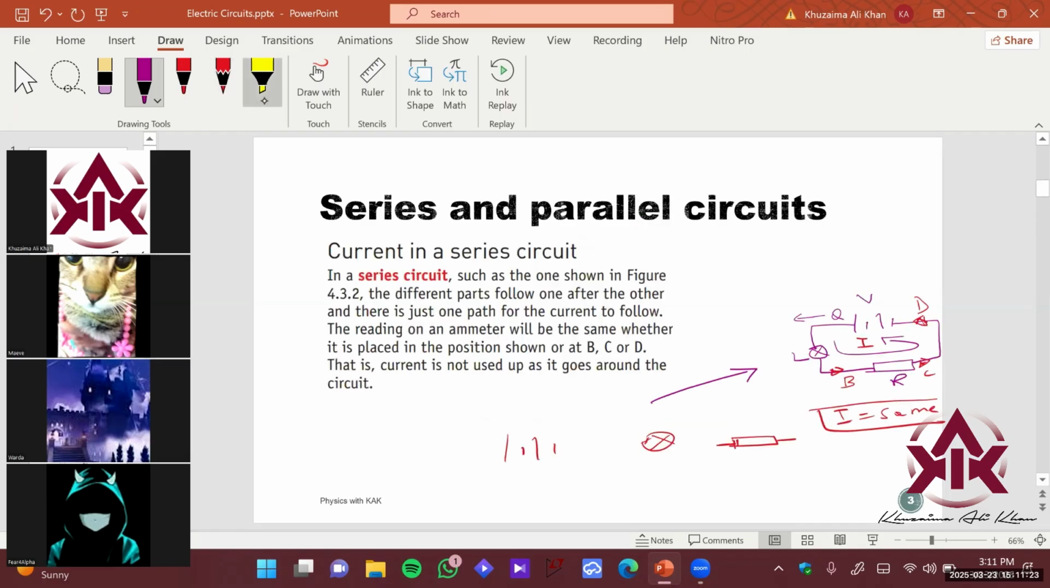Let's skim this theory and see what they are saying. In a series circuit, which is shown here, different parts follow one after the other. There is just one path for the current to follow. The reading on the ammeter will be the same whether it is placed at position B, C, or D. That is, current is not used up as it goes around the circuit. So current remains the same.